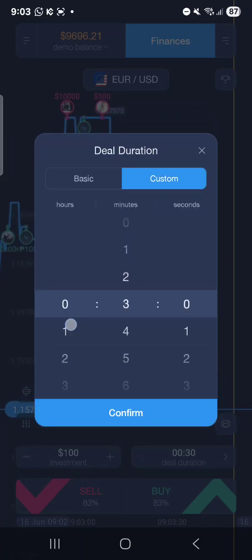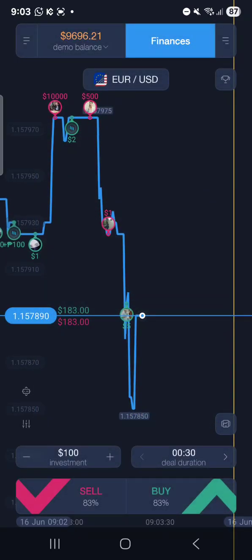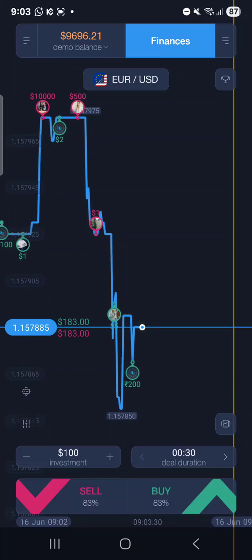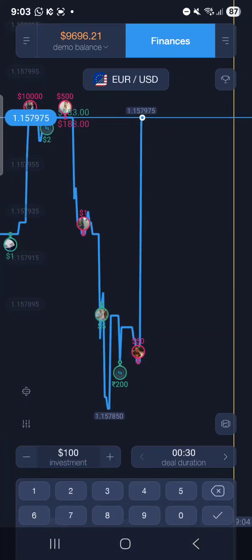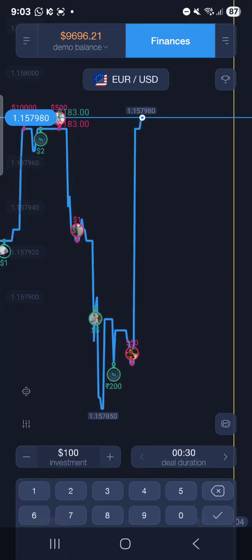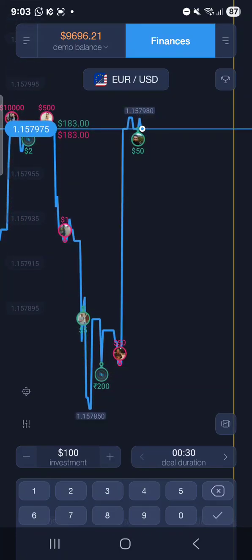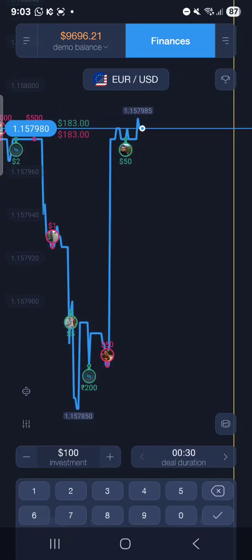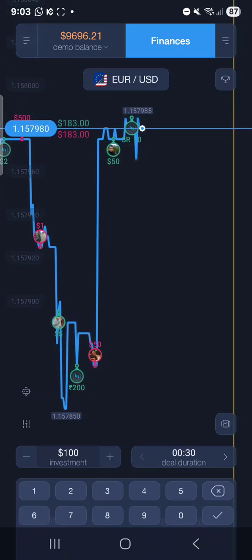Let's say you want your trade to run for 1 hour. This is hour, this is minute, this is seconds. You customize your duration. Then if you look at the other side, you are seeing investment. Investment is the amount of money you are willing to risk for the trade. Most times it's advisable you start with demo first. Get familiar with trading using demo before you start using your real account. So this is demo.